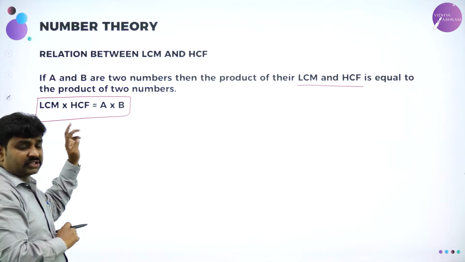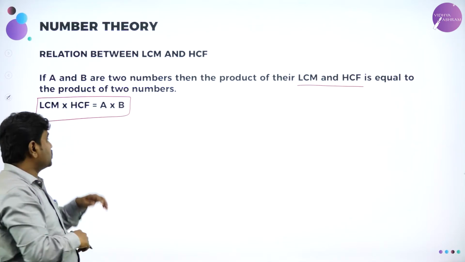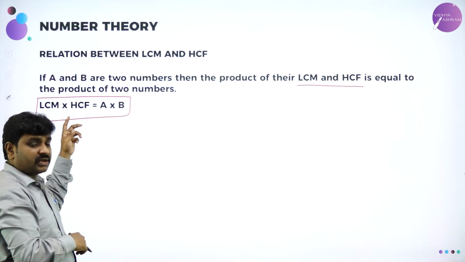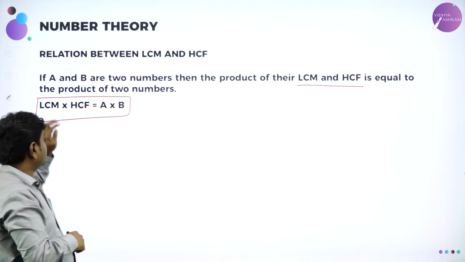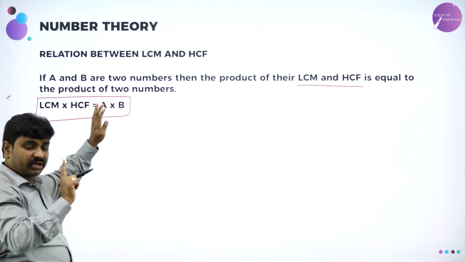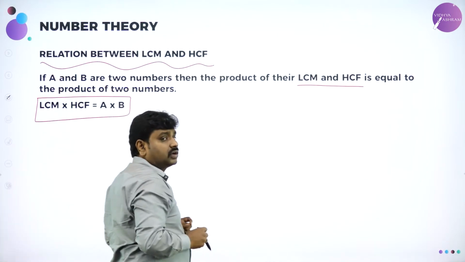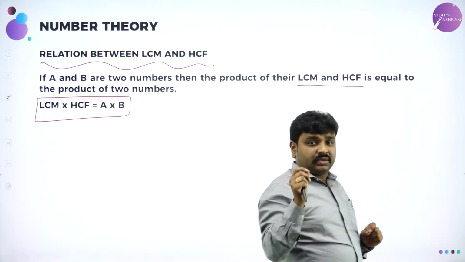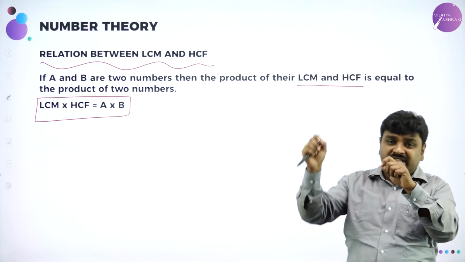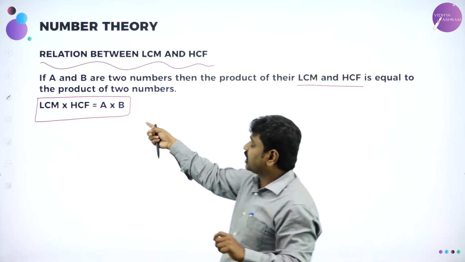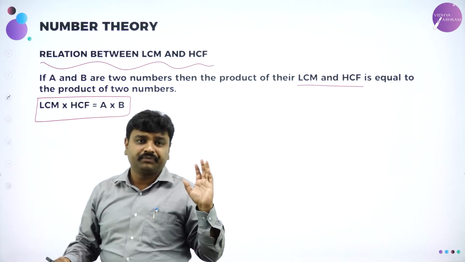Sometimes they'll give two numbers, they'll ask you to find product of HCF, LCM. Sometimes they'll give HCF and LCM, they'll ask you to find product of numbers, or sometimes they'll give HCF, LCM of any one number, you should find the other. So this is a relationship between HCF and LCM of two numbers. Product of HCF and LCM of two numbers is always equal to product of the numbers. Most important.